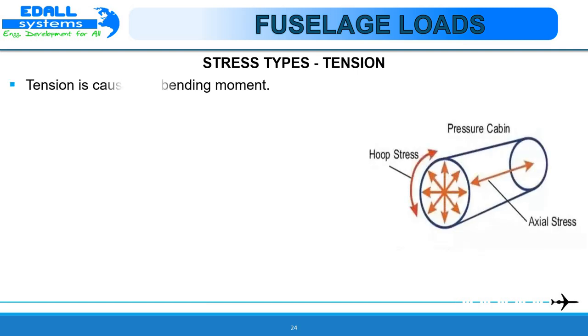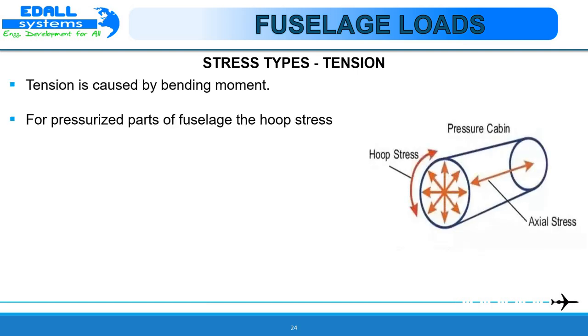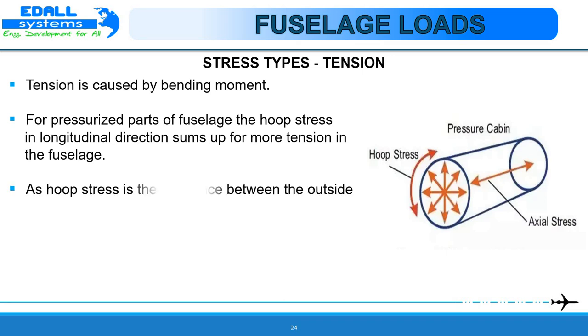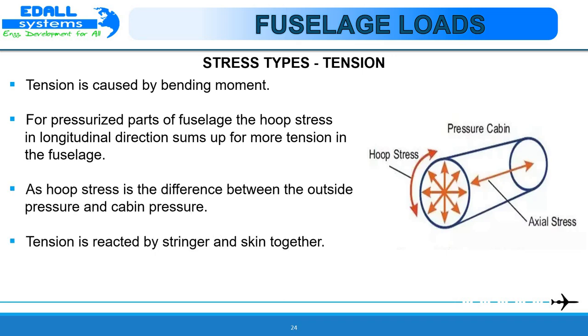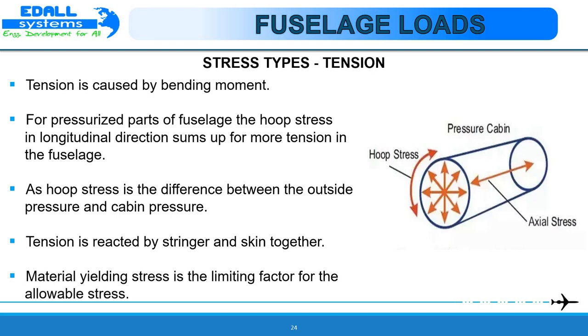Tension. Tension is caused by bending moment. For pressurized parts of the fuselage, the hoop stress in the longitudinal direction adds up to more tension in the fuselage, as hoop stress is the difference between the outside pressure and the cabin pressure. Tension is reacted by stringer and skin together. Material yielding stress is the limiting factor for the allowable stress.